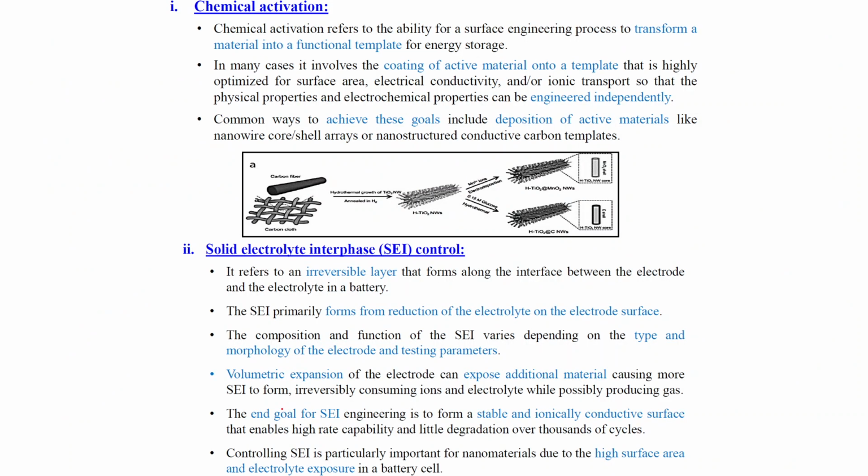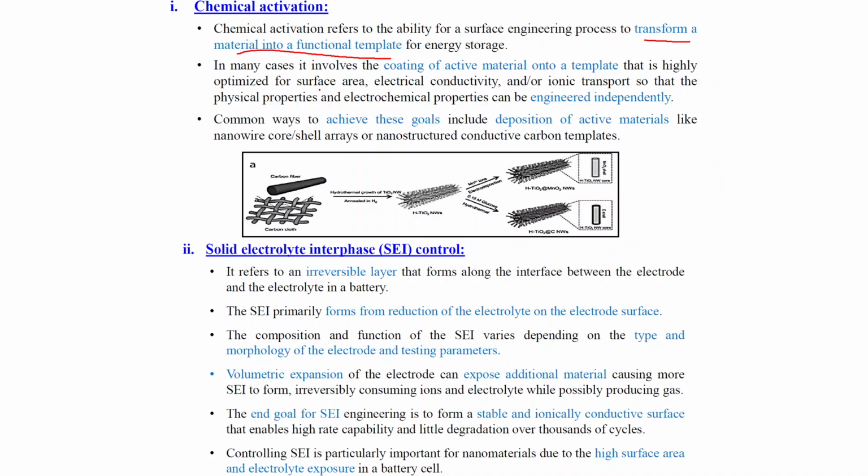Now, coming to the first one, chemical activation. Chemical activation refers to the ability of a surface engineering process to transform a material into a functional template for energy storage. For example, this is a carbon cloth. Here, via annealing, they have grown titanium dioxide nanowires over this template, over this carbon cloth itself. By growing these nanoparticles over the carbon cloth, they have improved the properties of the carbon cloth.